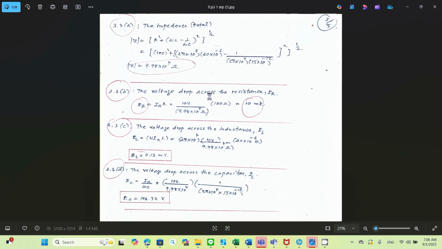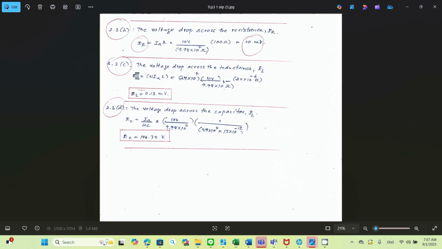3.3b, the voltage drop across the resistance, E equal to IR. The amplitude of the current is equal to 10 volts divided by 9.98 times 10 to the 4th, and then you multiply by your R, the resistance. You end up with the voltage drop across the resistor being 10 millivolt.